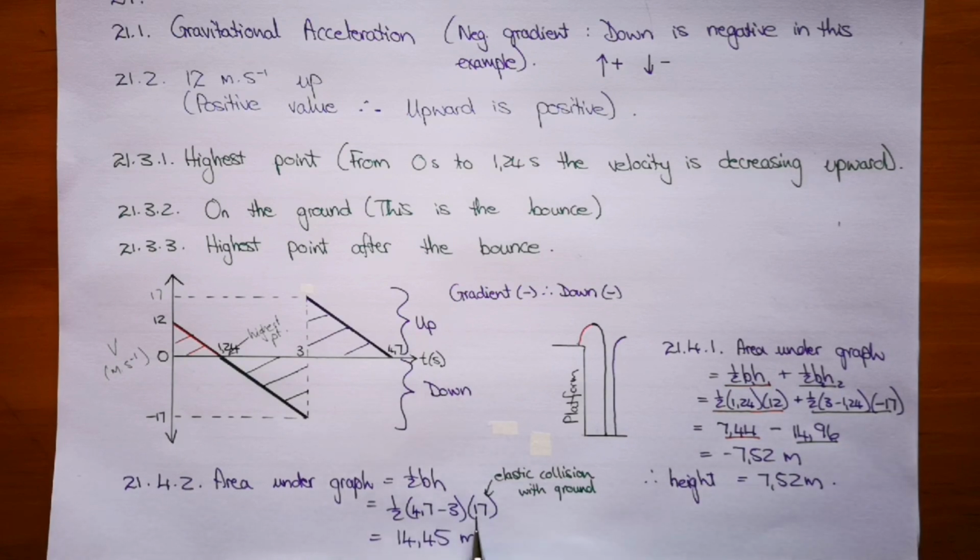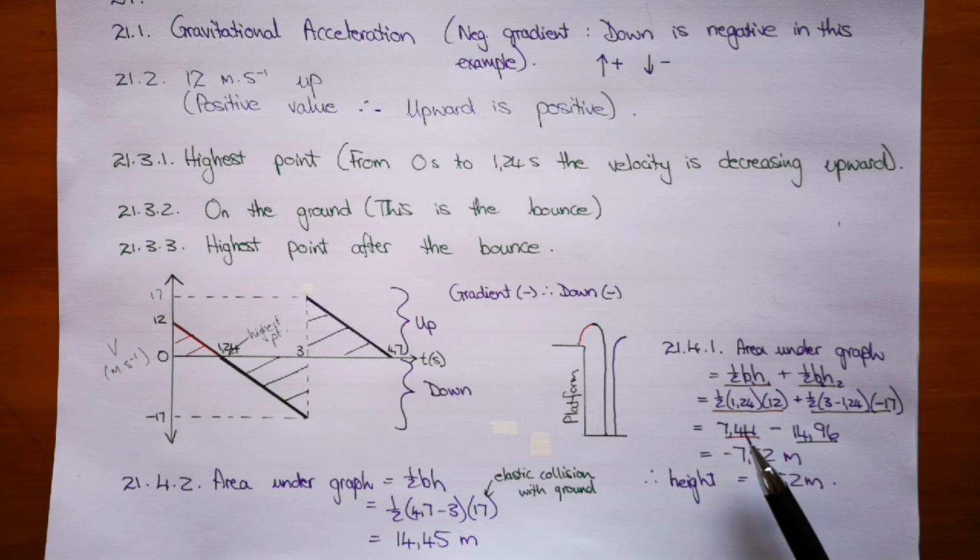But why is the height 17? Remember, it's an elastic collision. If it hits the ground at 17, it will leave the ground at 17. So that is why I used 17 for the height. And your answer is 14.45 meters.